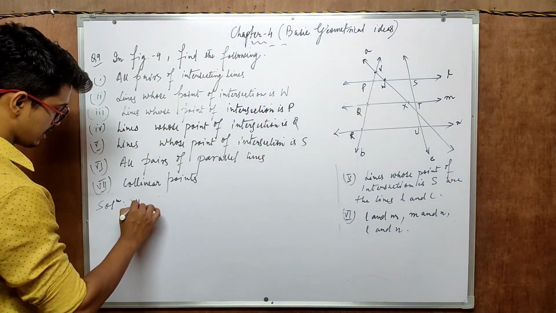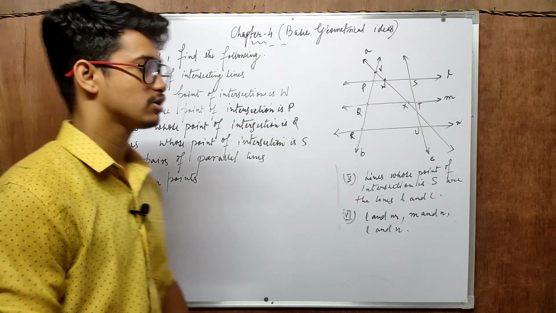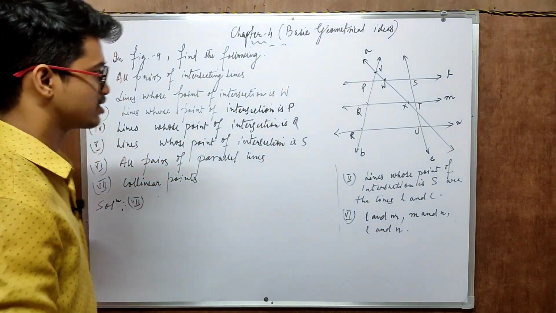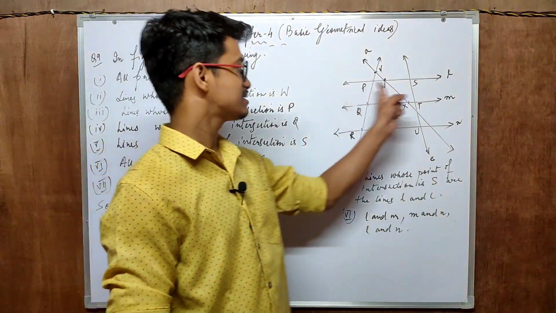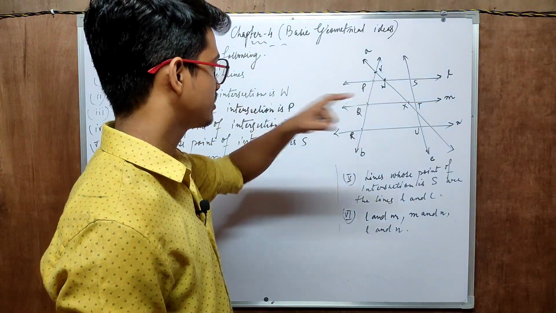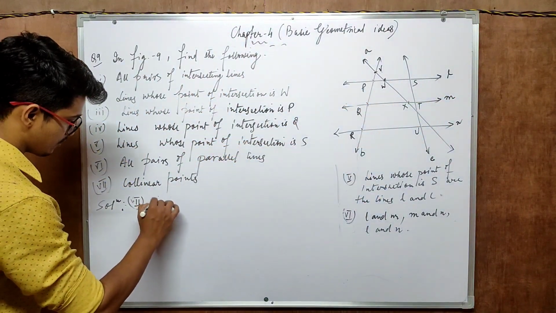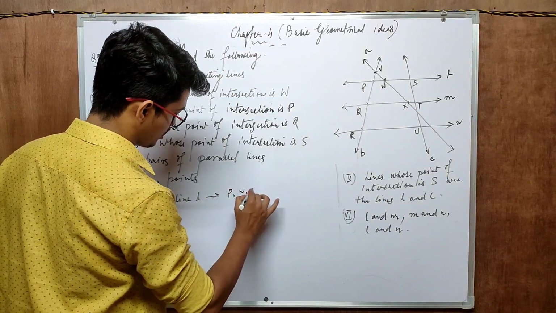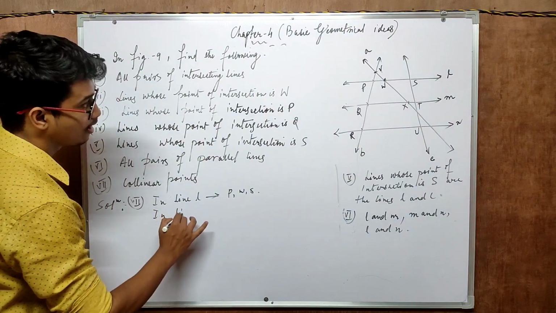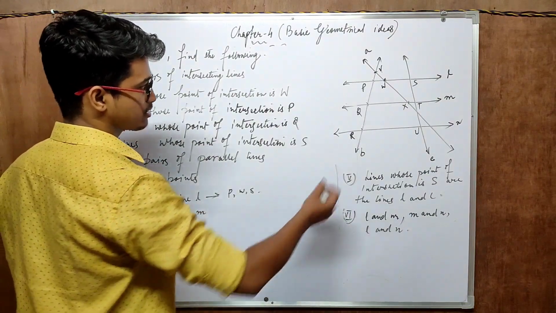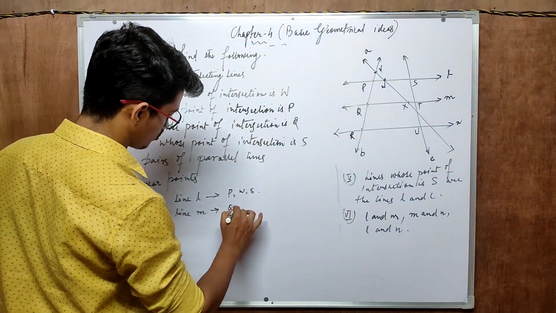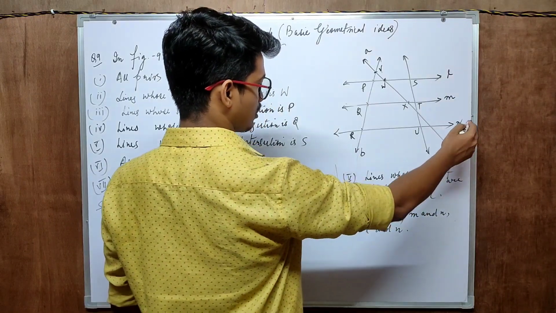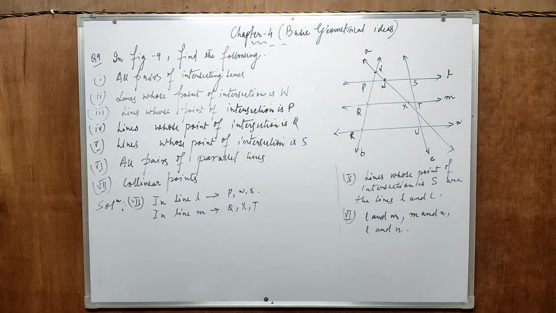Collinear points. Here we know the definition of collinear points: 2 or 3 points which are aligned in a given line. So those are called collinear points. In line L, how many points are there? P, W, S. In line M, how many points are there? Q, X, T. In M, there is no other point available for us.